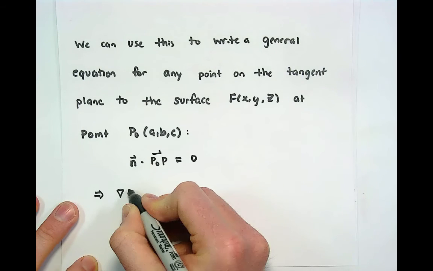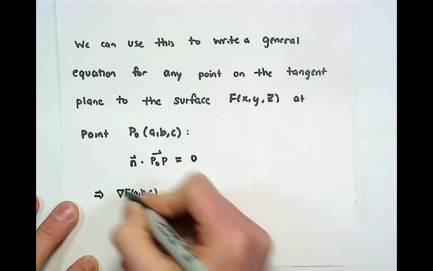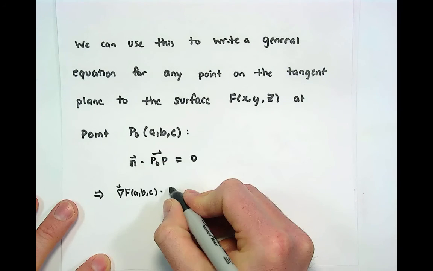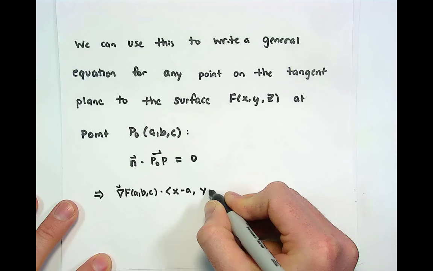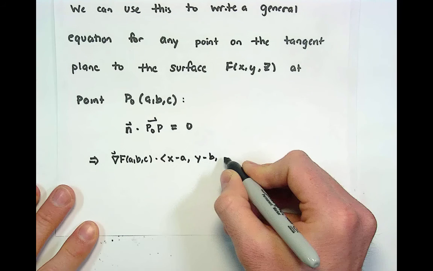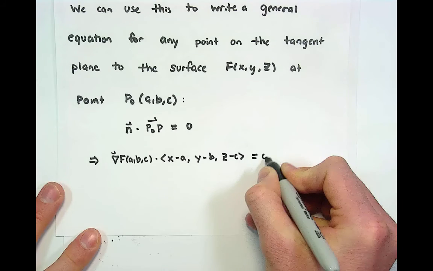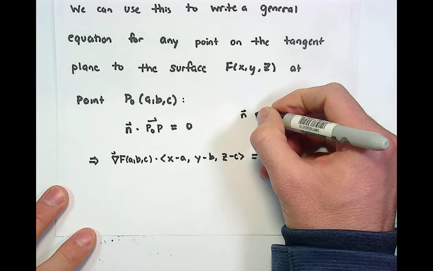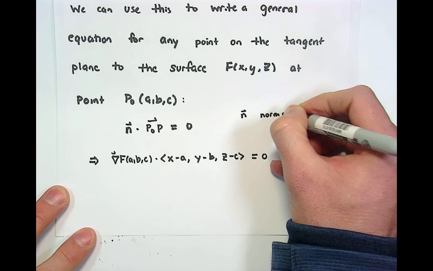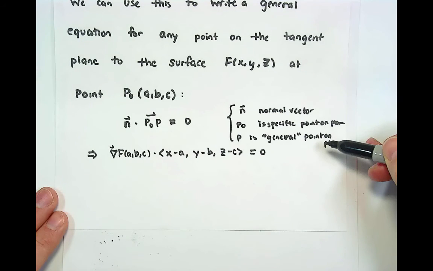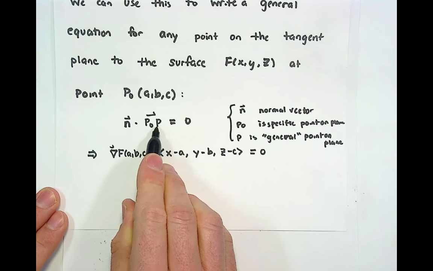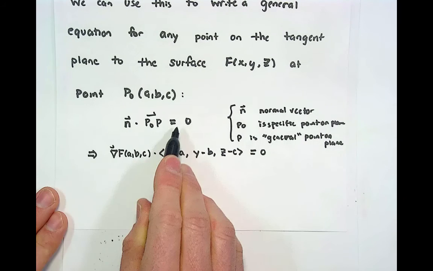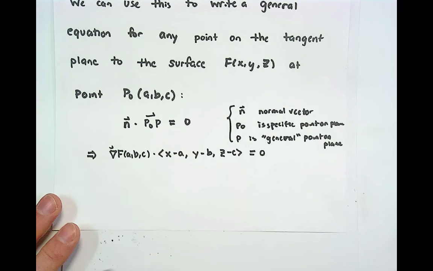Well, we've just said that the normal vector is the gradient of the surface equation evaluated at the particular point. And then here we knew that this was going to be the general point X minus A, the general point Y minus B, the general coordinate, and then this was Z minus C, and this must be 0. And what I wanted to say was N is the normal vector, P naught is a specific point on the plane, and P is a general point on the plane, which means that the vector connecting P naught to P is any vector on the plane, and that vector must be orthogonal. If you need a reminder on this, go back to lesson 5, I suppose, where we derive the general equation for a plane.